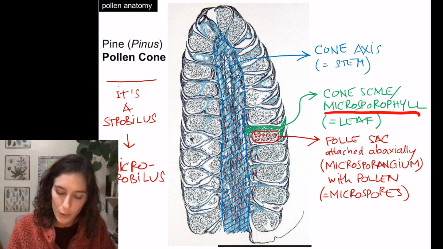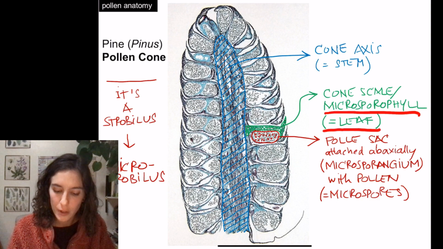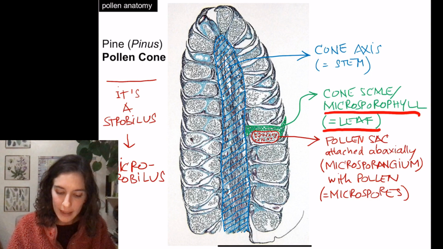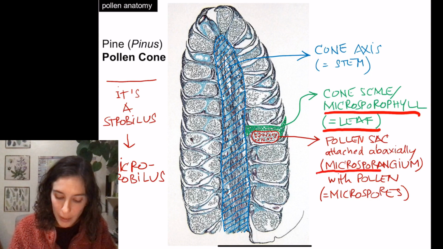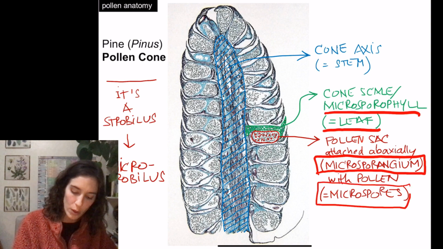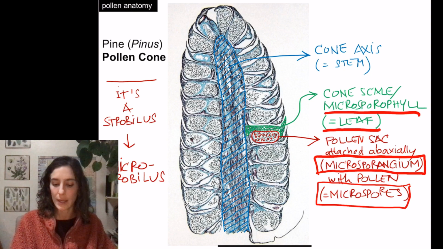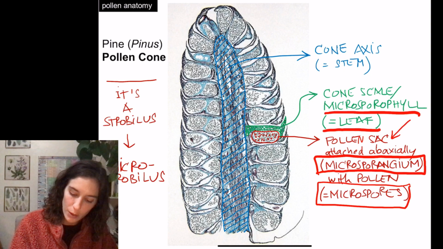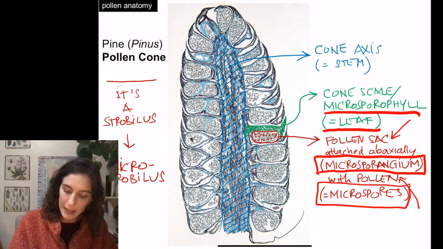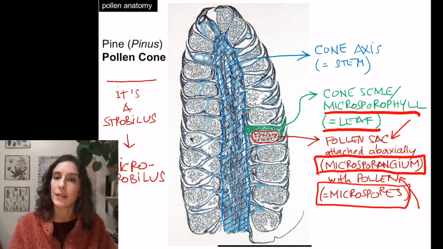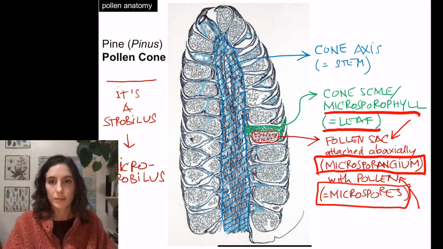We've got a microsporophyll, which is really just a leaf. And then we also have a pollen sac here, which is the microsporangium. So that's not new. The microsporangium attached to a microsporophyll that's producing microspores, we learned that last week. Now we can just apply these newer terms, the pollen sac and the pollen grains. So a pollen sac is a microsporangium and a pollen grain is a microspore.